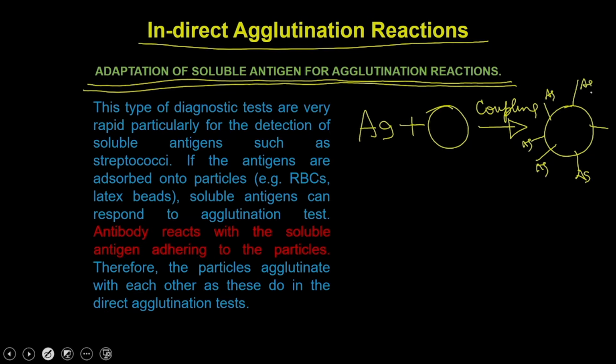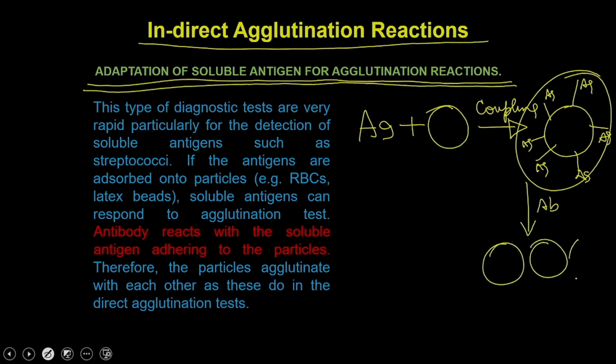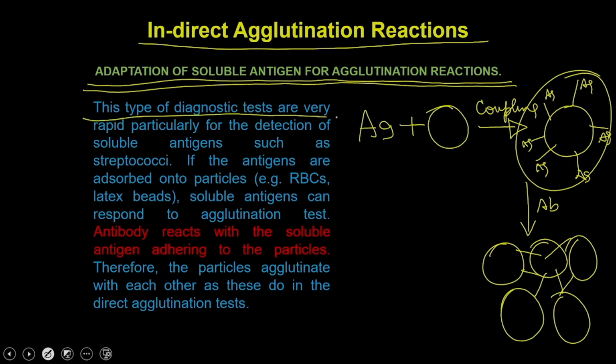Now your insoluble antigen is ready, and then you can simply add the antibodies, and all these antigens are going to participate in the agglutination reactions and give you the aggregates. This is a diagnostic test, and it allows the rapid detection of soluble antigens such as streptococci, which is a bacteria.